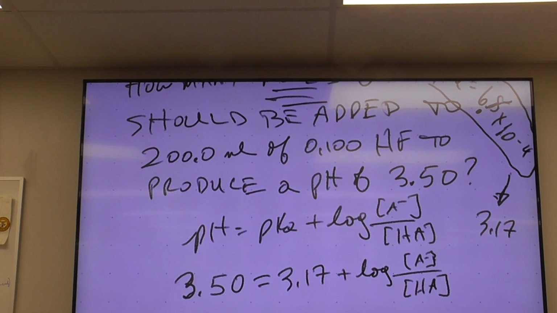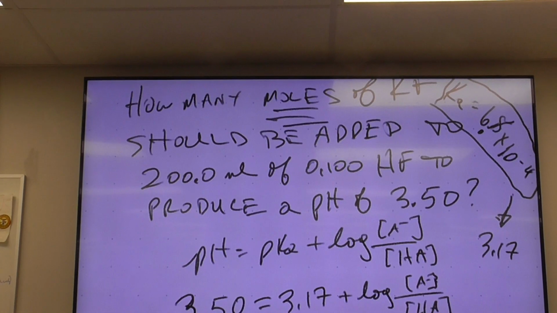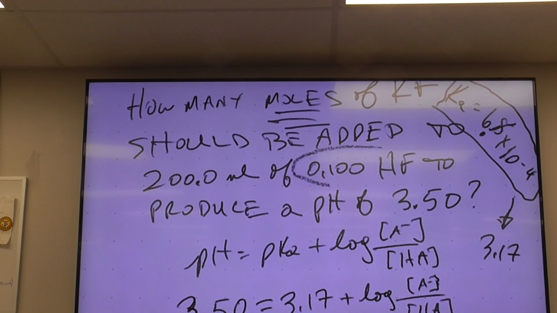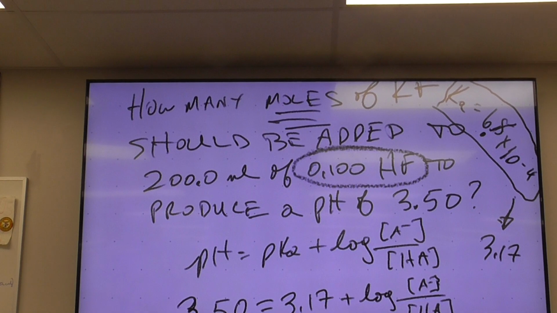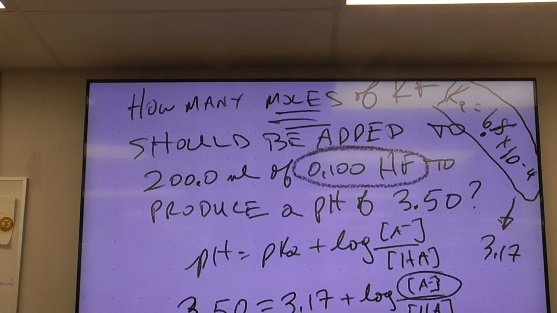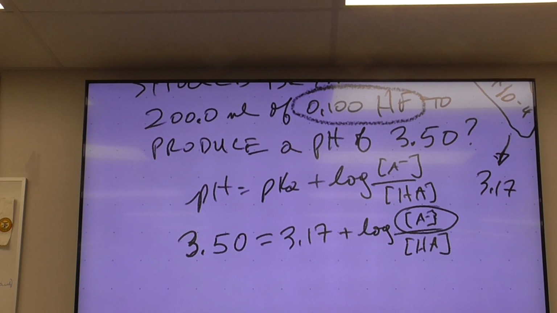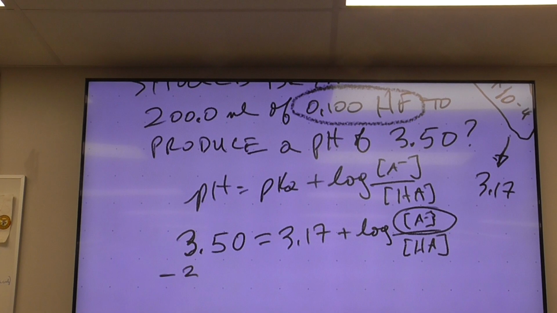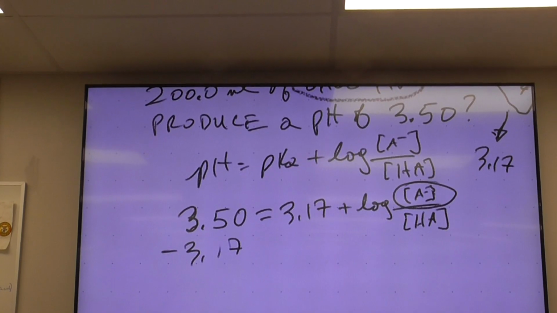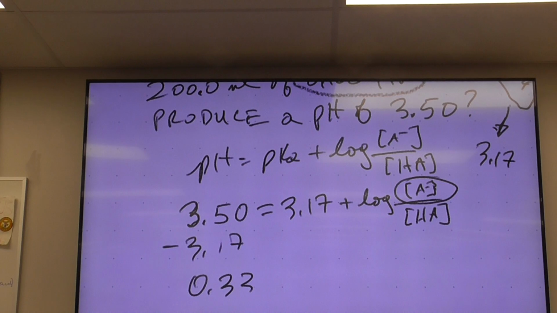Now, you know what your pH is. Got that number. And I even know the concentration of your HF. So what's the only thing you don't know? That anion. So basically this initially is an algebra problem. So what's the first thing you need to do to get the anion by itself? I'm going to subtract 3.17 and get whatever that is. What's that? 0.33.